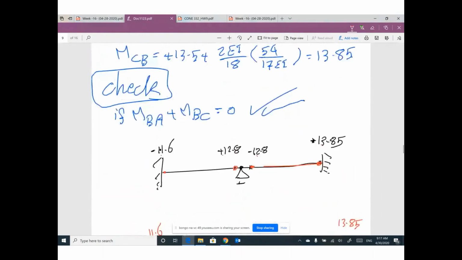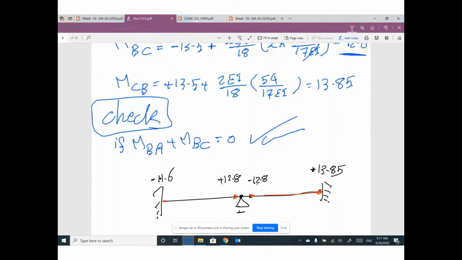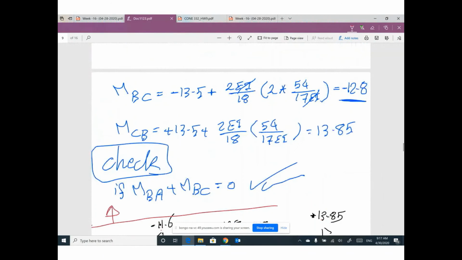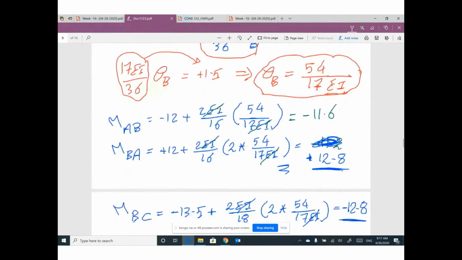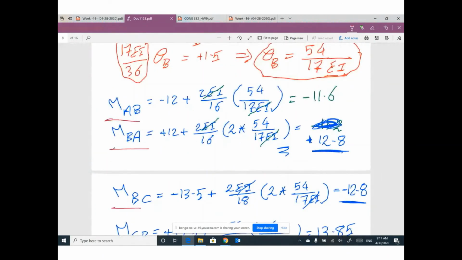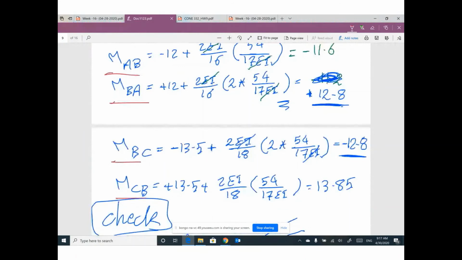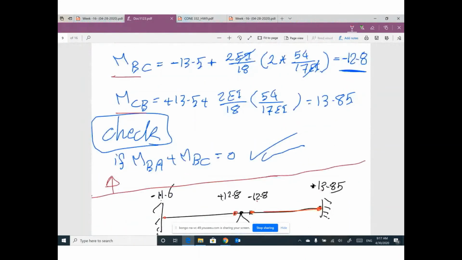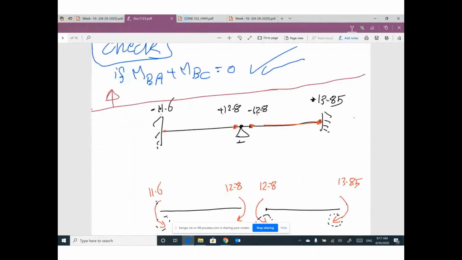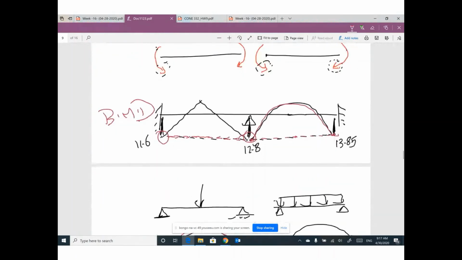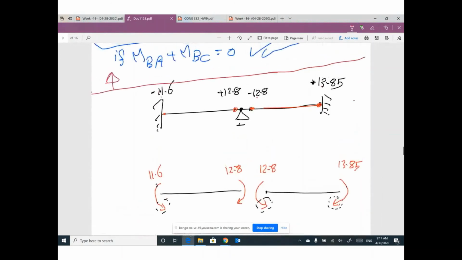Actually, I will give you the full credit until this step. You need only to give me the final values for MAB, MBA, MBC, and MCB. Once you are done, you will get the full credit. You don't need to go through these steps, but if you did and draw this final shape, I will give you extra 3 points.